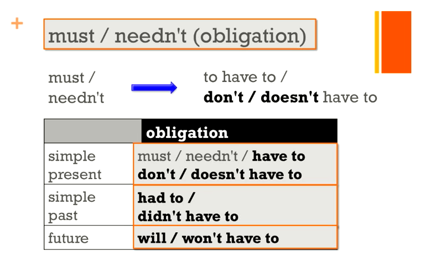So please remember, the substitute form for must is to have to, and be careful with the negative needn't. You have to actually use don't and doesn't in the different tenses.